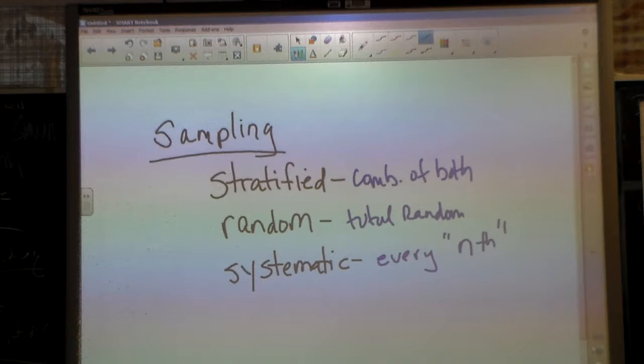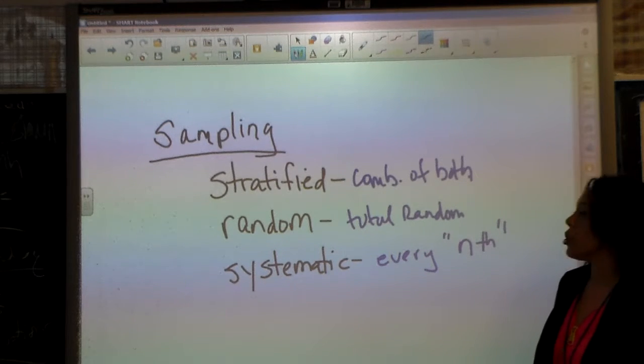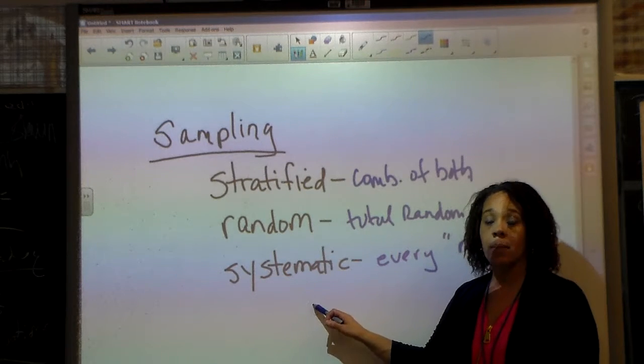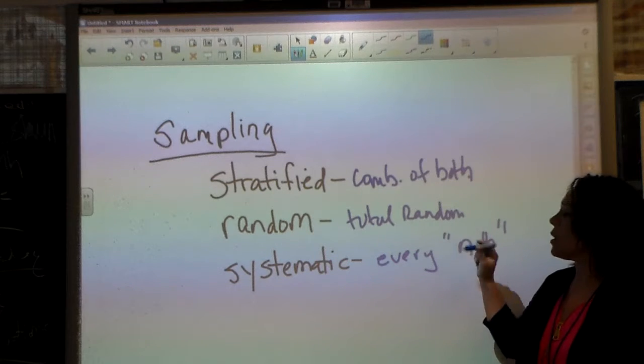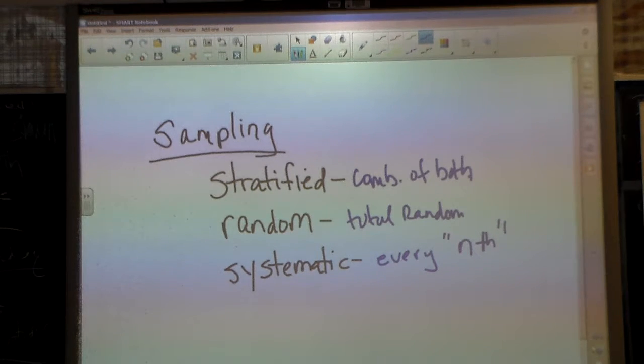Okay, so the next part of our notes, the next question is about sampling. There's 3 types of sampling that we have spoken about in class. The first one is called stratified, which is a combination of both the next two, which are random and systemic. Well, random is when it's just totally random. You put a bunch of names in a box and you pull one.